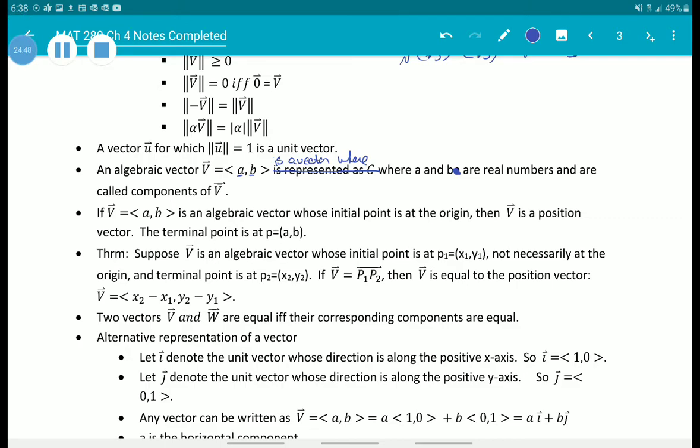Now, if this vector starts at the origin, so that's the initial point, then we call this a position vector. And that terminal point is some other point in space. So if we have 2 points in space, and we have a vector between those 2 points, we can pick that vector up literally and move it to start at the origin, and we can find what's called its position vector. And to find that, it's always going to be the terminal point minus the initial point.